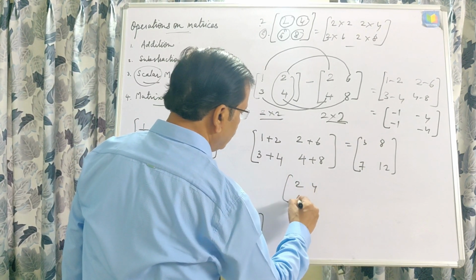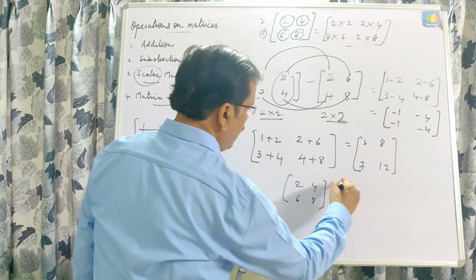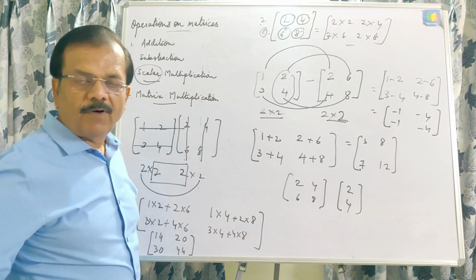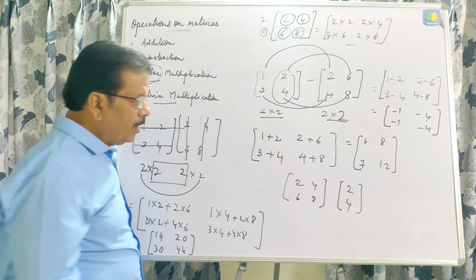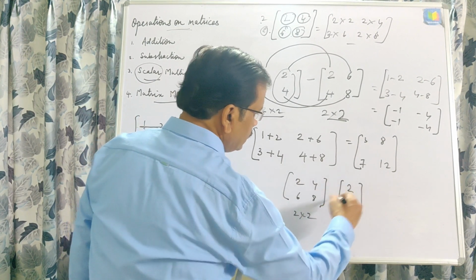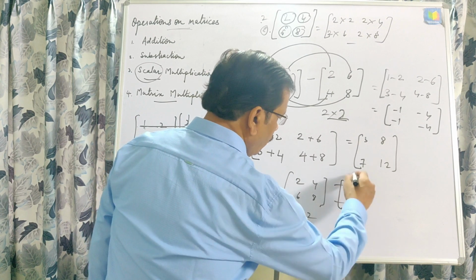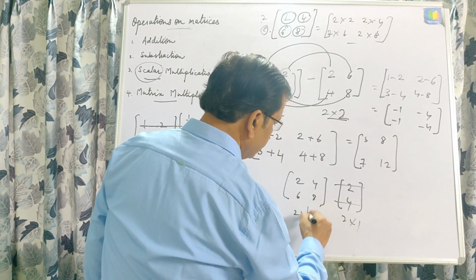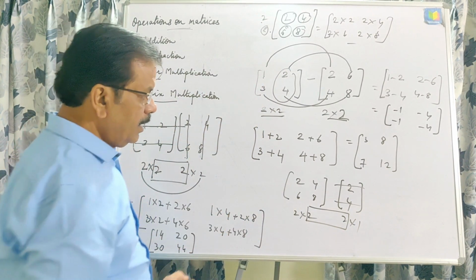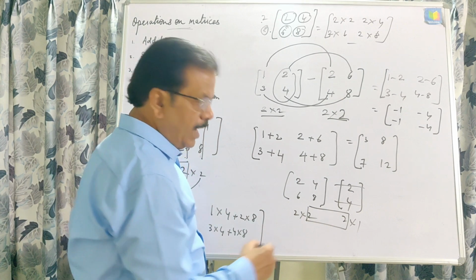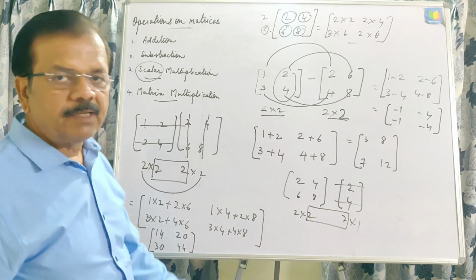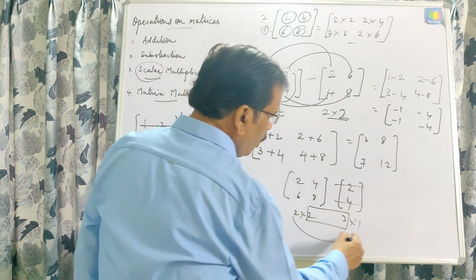Suppose 2, 4, 6, 8, and this is 2 and 4. We are going to multiply. First step, we should check the order: this is 2 rows and 2 columns, 2 cross 2, and this is 2 rows and 1 column, that is 2 cross 1. You can see here that the number of columns in the first matrix is the same as the number of rows in the second matrix, and then we can say that we are able to multiply. After multiplication, the order will be 2 cross 1.